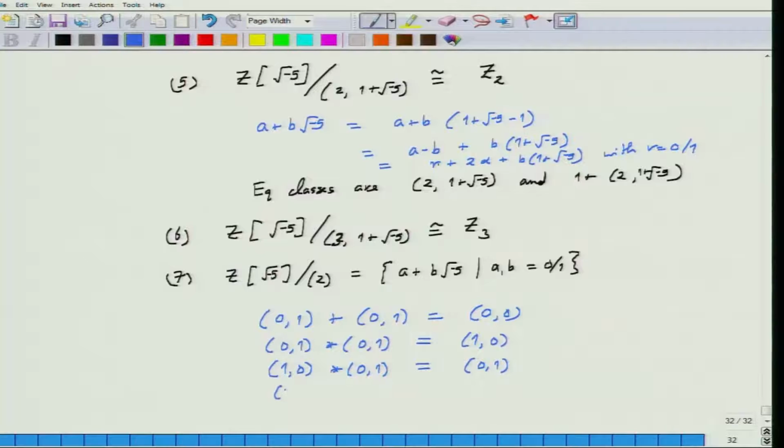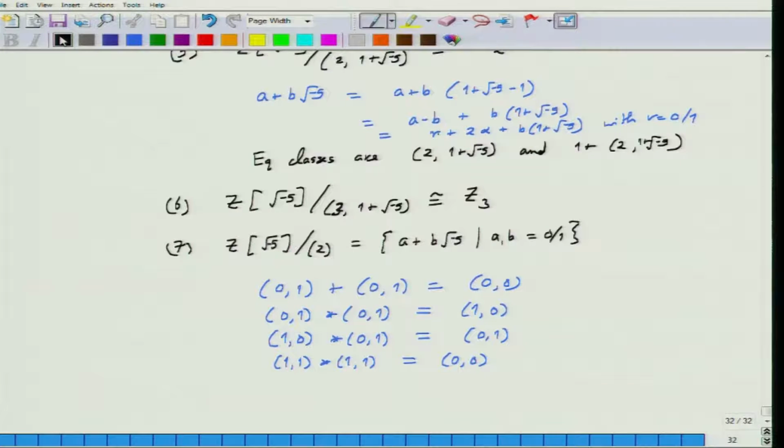And how about 1 1 multiplied with 1 1? This is 1 plus square root of minus 5 times 1 plus square root of minus 5. This is equal to 0 comma 0. So that's a funny ring. It's very simply defined, but suddenly you find that it's a very strange kind of ring, which even has non-zero elements whose square is 0. It's certainly not an integral domain. So it's a ring of 4 elements but with a strange structure. Okay? Any other example that you can think of?